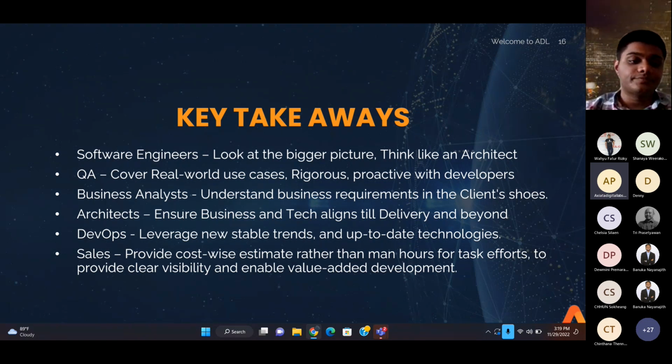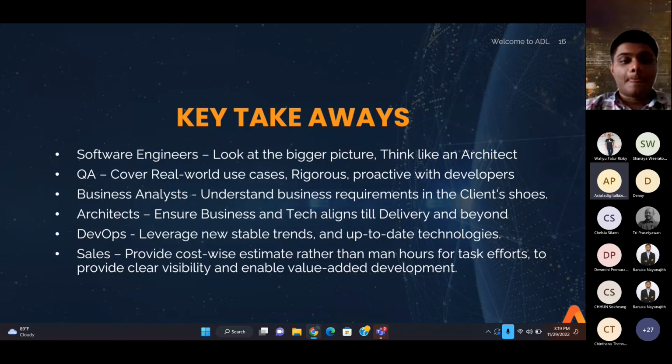DevOps leverage new stable trends and up-to-date technologies, therefore minimizing impact on the non-functional requirements, and also minimizing security and similar issues.